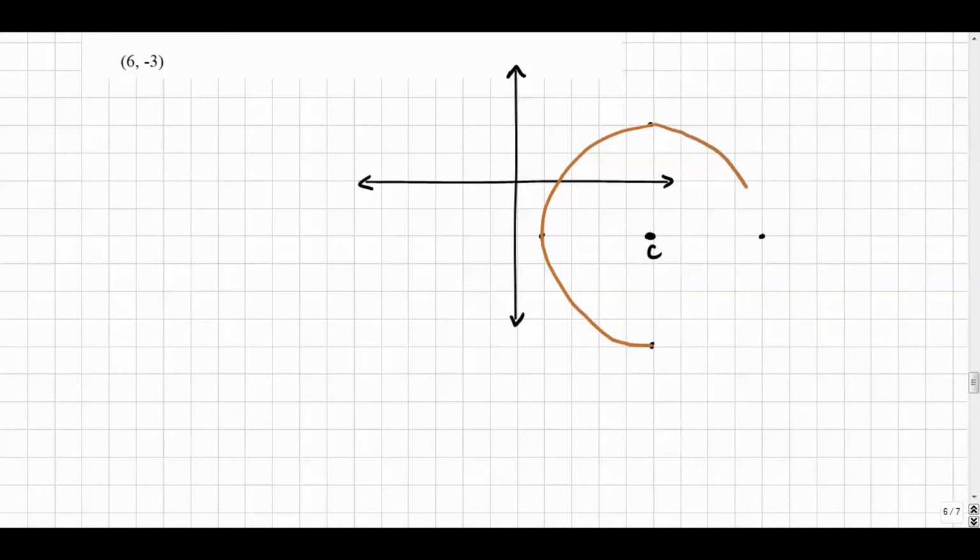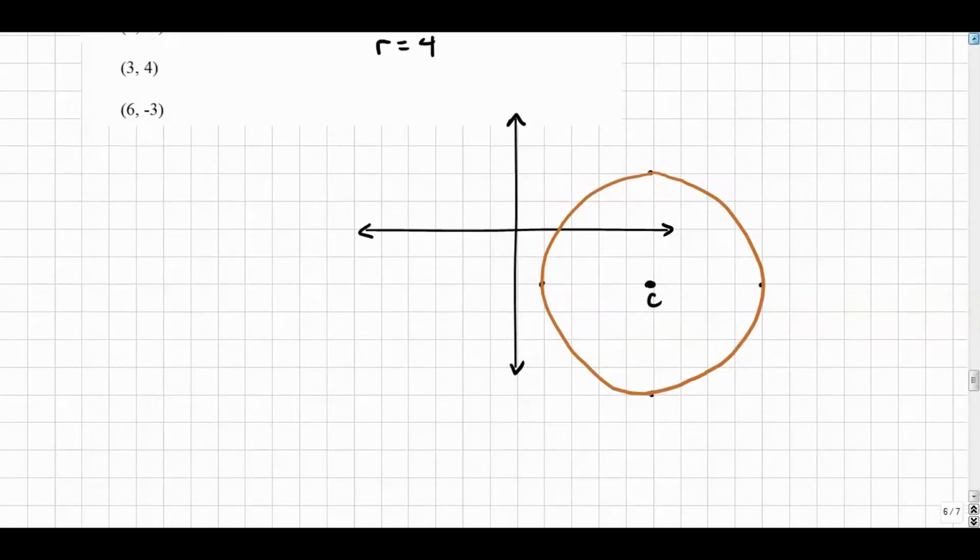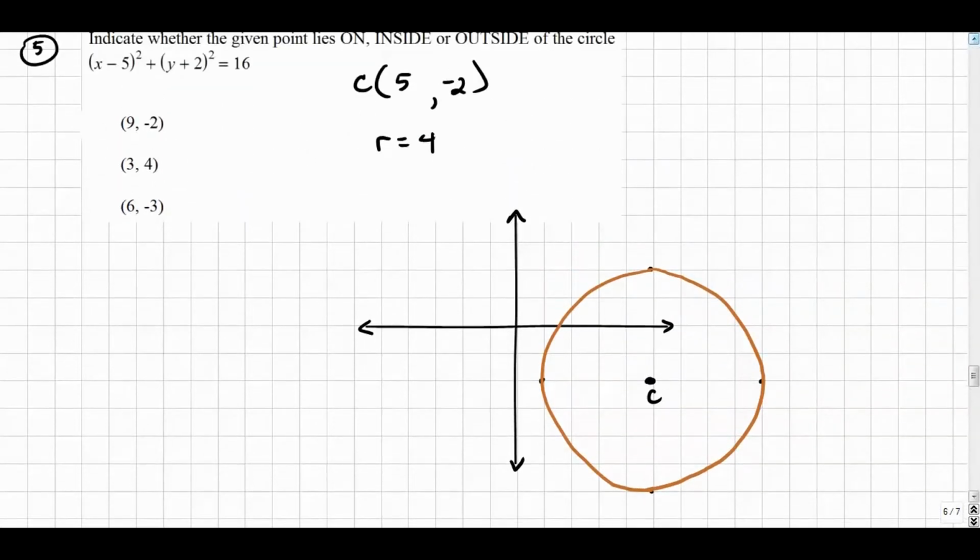And the reason I'm graphing this is to answer this question a little bit easier. See if I can use the visual aid to help me determine whether these points are on, inside, or outside the circle. Then I'll go back and show you the algebraic way. So 9, -2. Let's see. Starting from the center again, we're going to go 9, 1, 2, 3, 4, 5, 6, 7, 8, 9, -2. 9, -2 seems to be right there. So by visual inspection, that's on the circle.